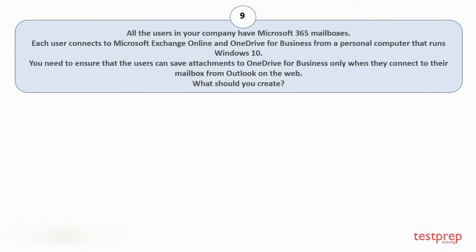Question number 9. All the users in your company have Microsoft 365 mailboxes. Each user connects to Microsoft Exchange Online and OneDrive for Business from a personal computer that runs Windows 10. You need to ensure that the users can save attachments to OneDrive for Business only when they connect to their mailbox from Outlook on the web. What should you create?